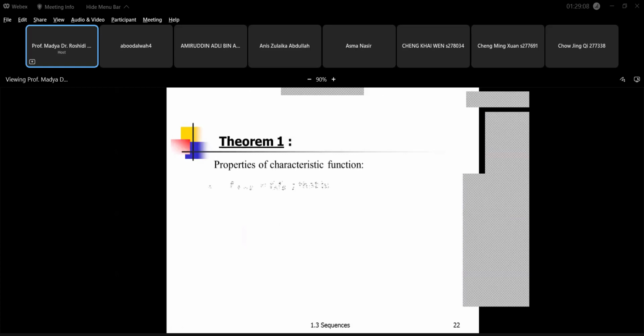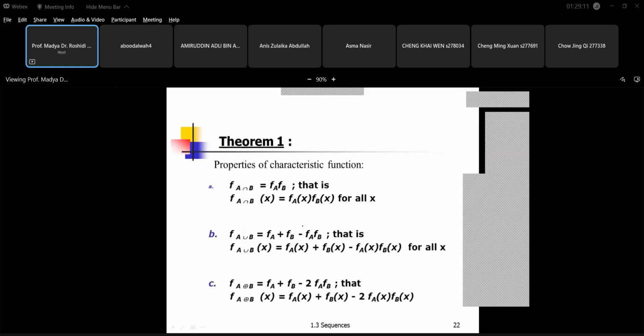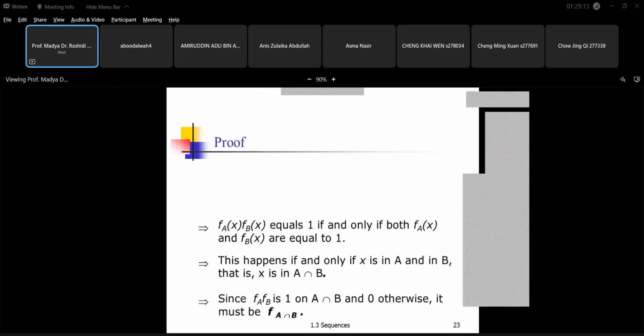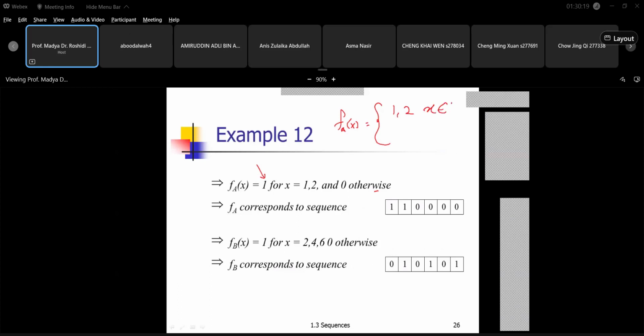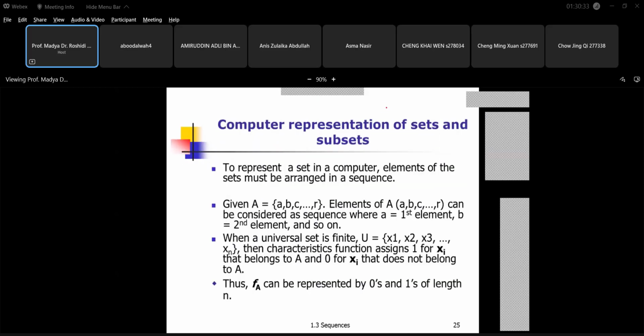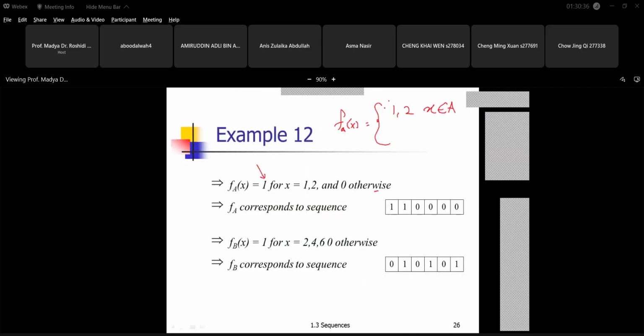For example here, this theorem, I think we learned already through maths, where x is an element in A. So we put 1, where x is an element in A, and 0 otherwise.